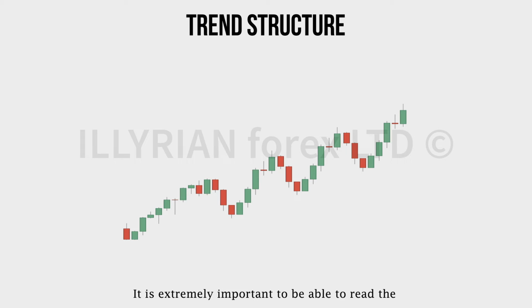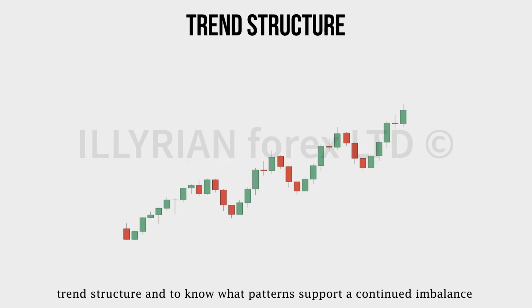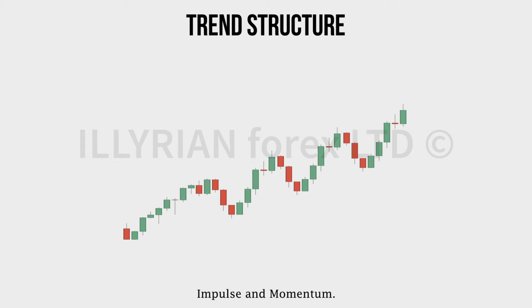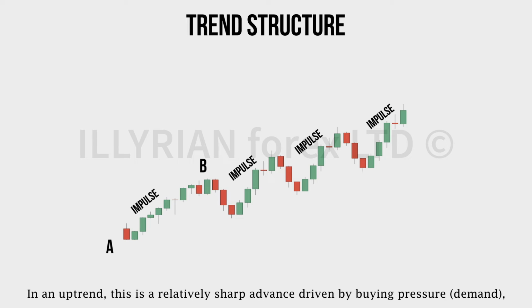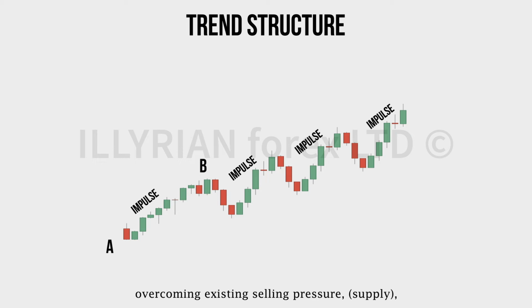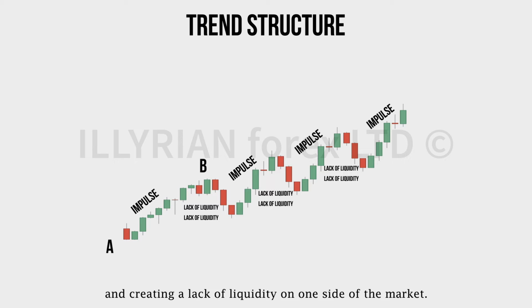It is extremely important to be able to read the trend structure and to know what patterns support a continued imbalance, or what patterns indicate that the trend might be coming to an end. Impulse and momentum. The first leg, A to B, of the basic structure is often called a momentum move or an impulse move. In an uptrend, this is a relatively sharp advance driven by buying pressure, demand, overcoming existing selling pressure, supply, and creating a lack of liquidity on one side of the market.